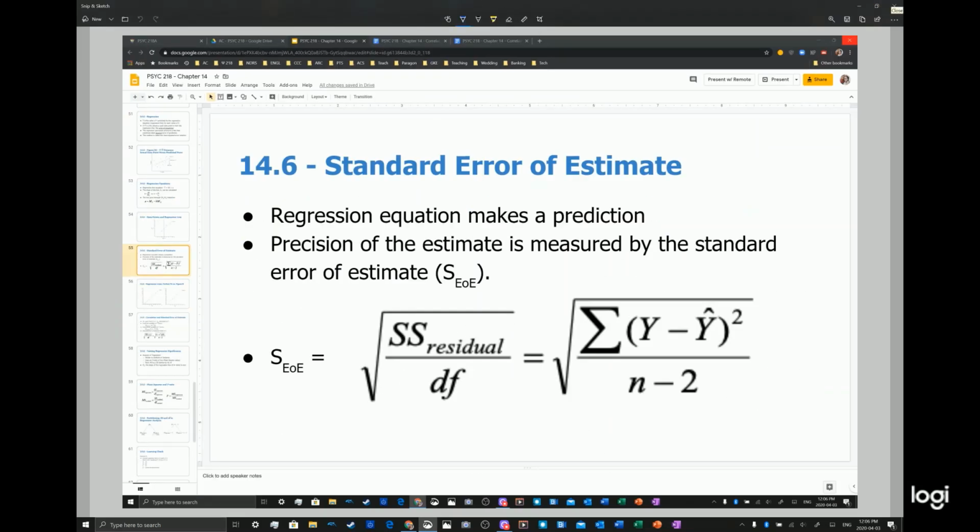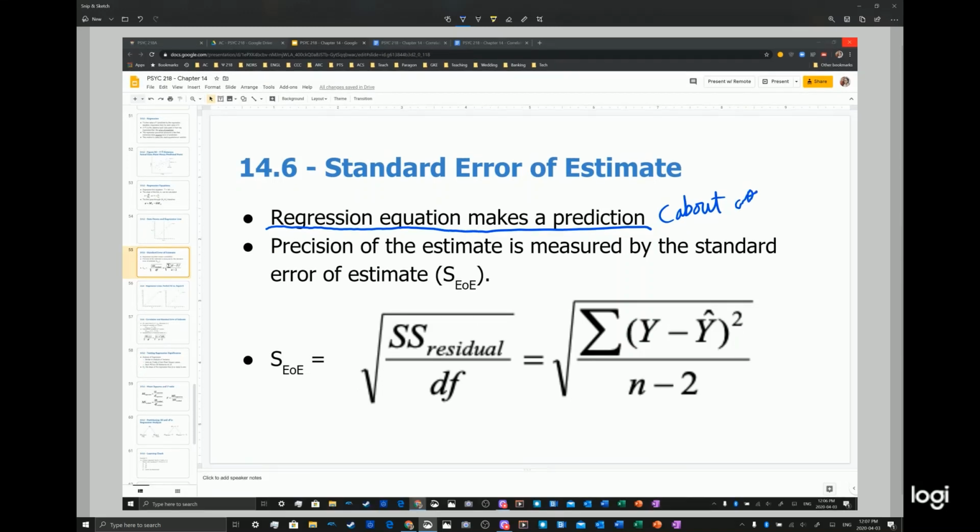Remember, the regression equation and the line from which we have the regression line makes a prediction about the correlation, about the relationship between two variables, X and Y, whatever those are. Okay. And so we want to check the precision of this, how precise this estimate is, because we're working with sample data and we're estimating the population. And we account for this by measuring the standard error of estimate.